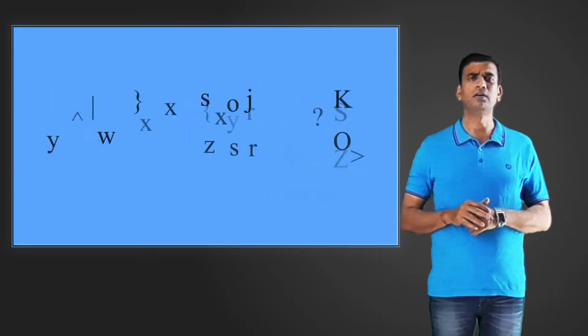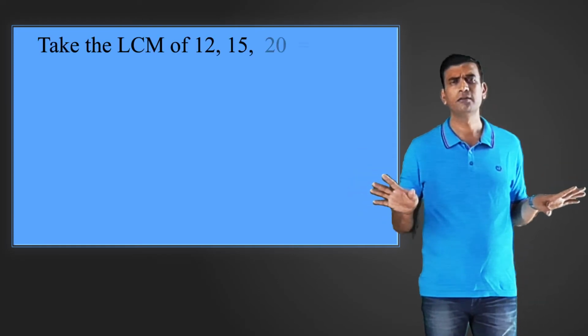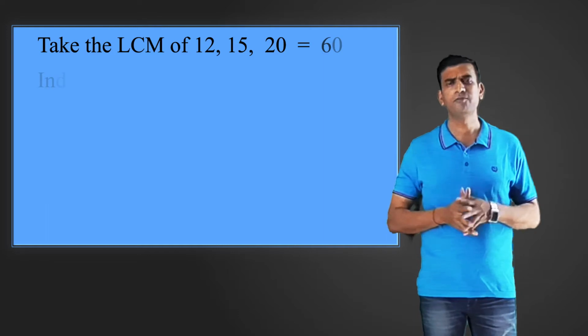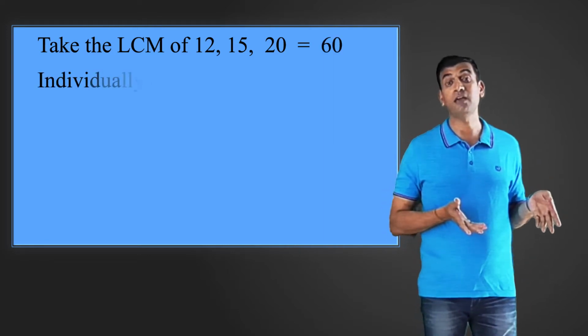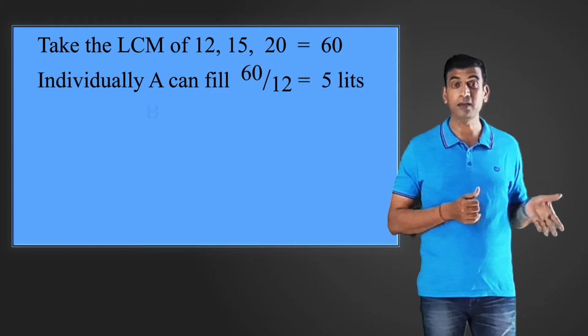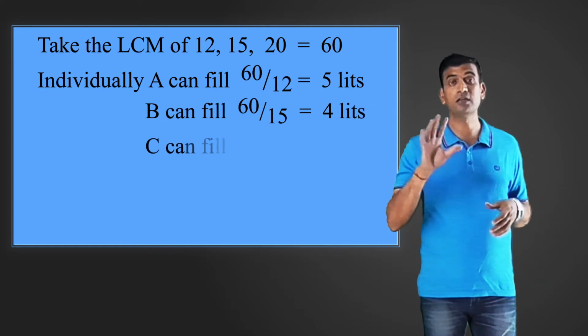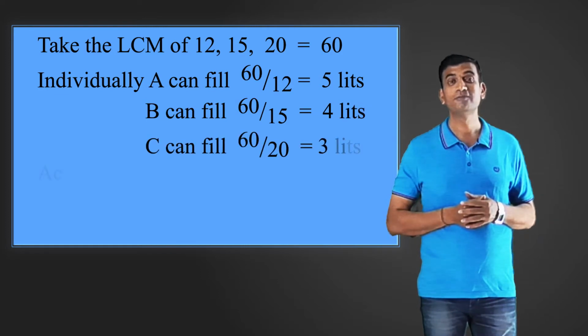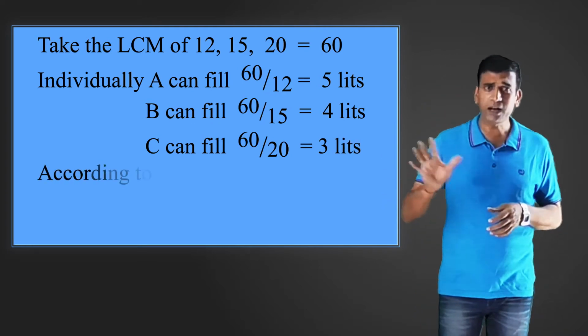So first, you take the LCM of 12, 15 and 20. LCM is 60 liters. Now, per hour, the efficiency of A is 60 divided by 12, 5 liters. For B, 60 divided by 15, 4 liters. For C, 60 divided by 20, 3 liters. Okay, but here A is from beginning to end.